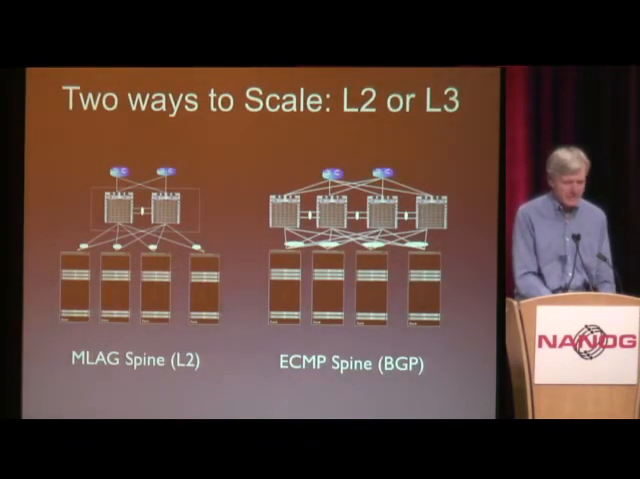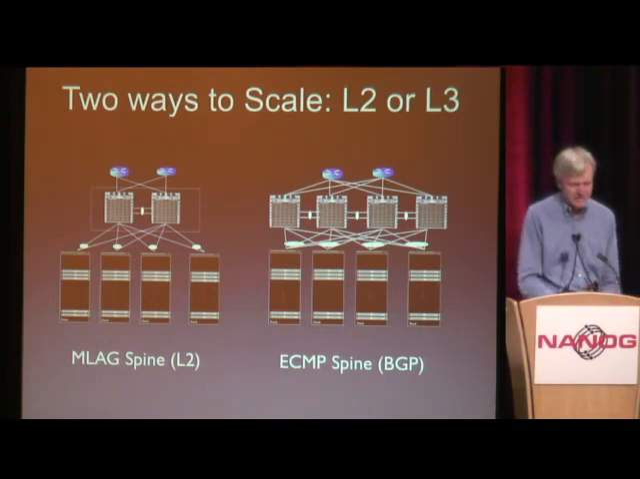One is at layer 2 with MLAG, which is our word for multi-chassis LAG. We essentially take two of the 7500 switches and make them a Siamese twin, so they behave like a single 802.1D bridge for forwarding, but they're really two separate switches. If one fails, the other one takes over. And that works well for small clusters up to the equivalent of two of these big switches. The other one is at layer 3 using equal cost multipath load balancing on top of BGP.